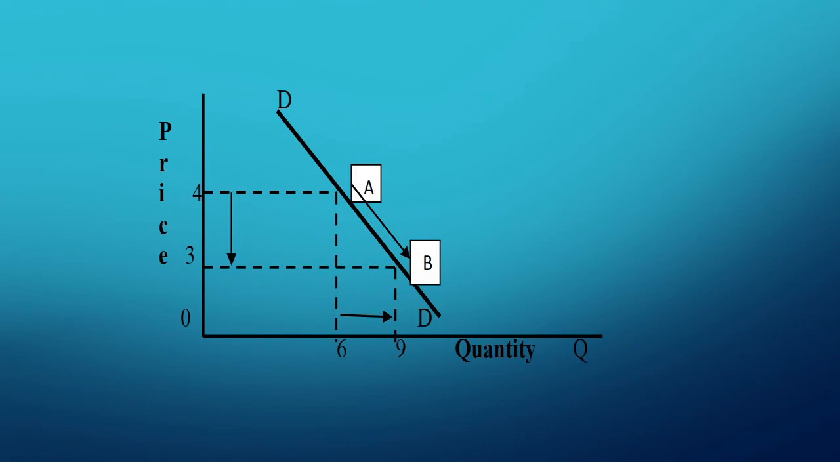Now, when that happens, according to the law of demand, the quantity demanded goes up. Note, we are using the words quantity demanded. It increases from 6 to 9, as you can see on the graph.